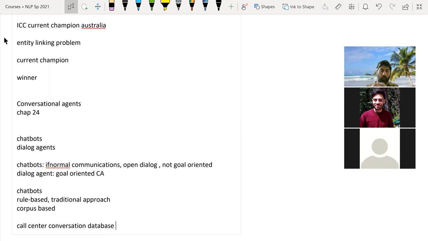So a database can also be obtained from Twitter, for example, or Facebook or any other blog or wherever chatting environment that you have on the web. And here you tend to learn the interactions between people. If someone has said hello, what is the response that you get? If someone has said, what is your name? What is the response that you get?